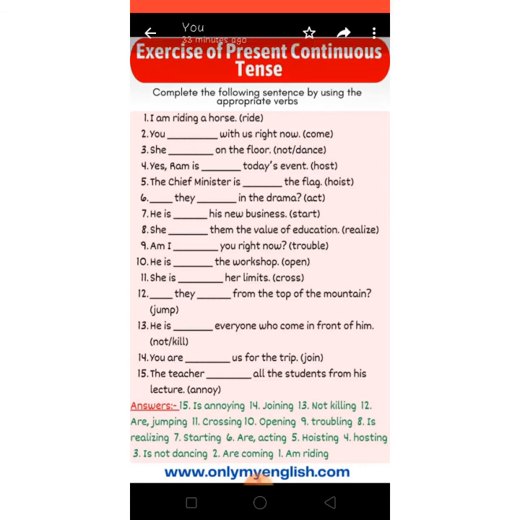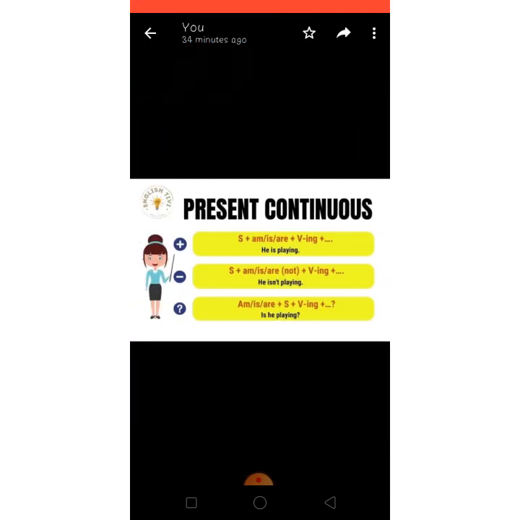Okay, number 4. Yes, Ram is, okay, is dah ada kat situ. It's already there. So, untuk host tu je kita plus ing. So, yes, Ram is hosting today's event. Okay, ada beberapa contoh lagi yang saya bagi ni. Dia ada jawapan. So, awak tengok contoh ayat dia. Okay, so these are examples of present continuous tense. Okay, dia punya konsep senang saja. Subject plus verb to be plus ing.